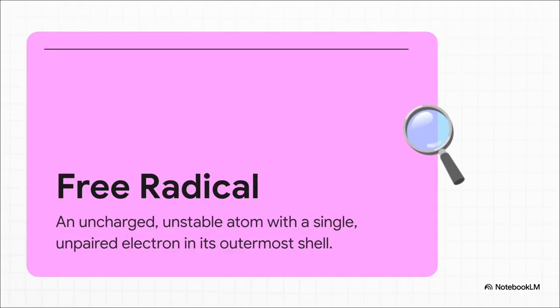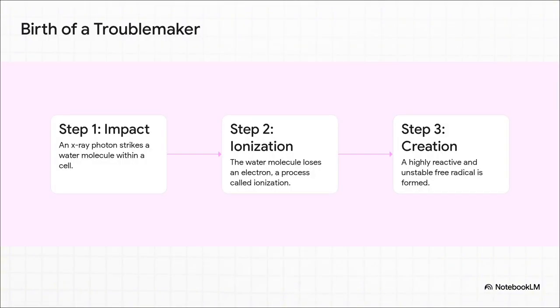Okay, meet the main villain in our story, the free radical. The easiest way to think of it is like a little agent of chaos. It's an unstable atom with a single, lonely electron. That makes it desperate to be stable again, so it goes on a rampage, stealing an electron from any molecule it bumps into. This sets off a destructive chain reaction inside a cell. So how are these little troublemakers born? It's a pretty simple 3-step process, actually.